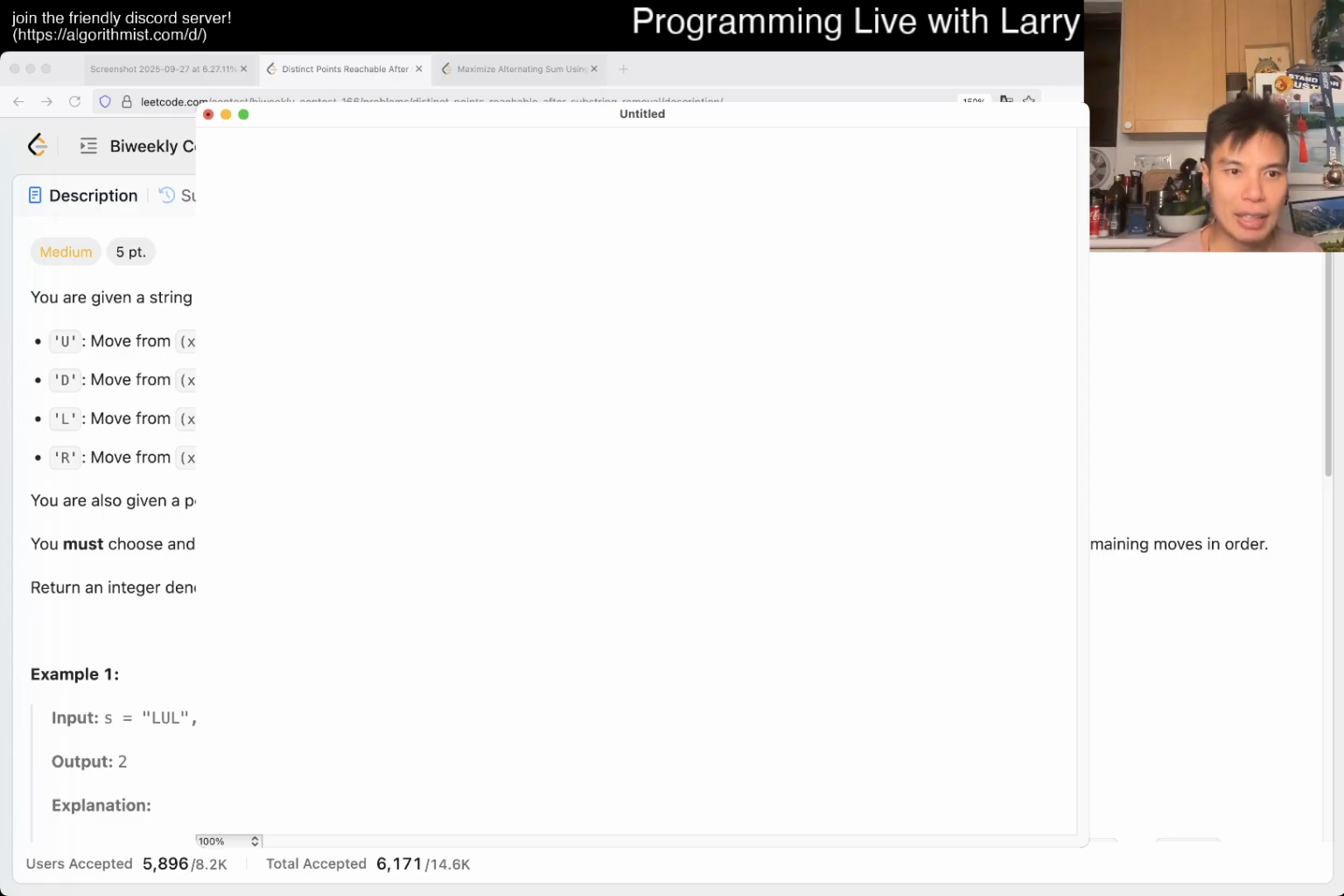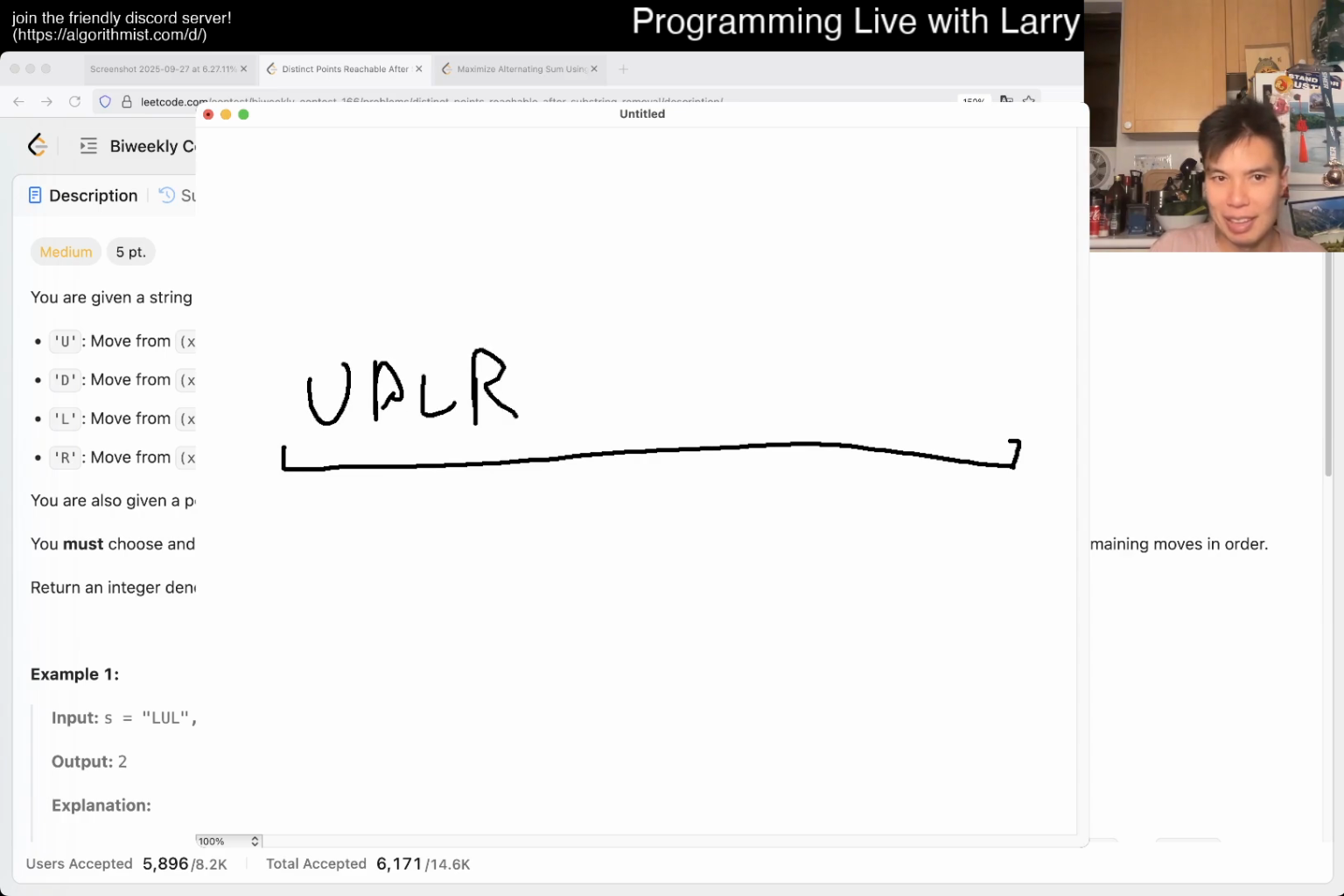And the key thing to note is, okay, basically you have a set of instructions. Let's just say this is the string of instructions: up, down, left, right, dot, dot, dot. And you're trying to remove some subset of them. So what does that look like? That means that after removing some subarray of them, you have this, and then it goes on.